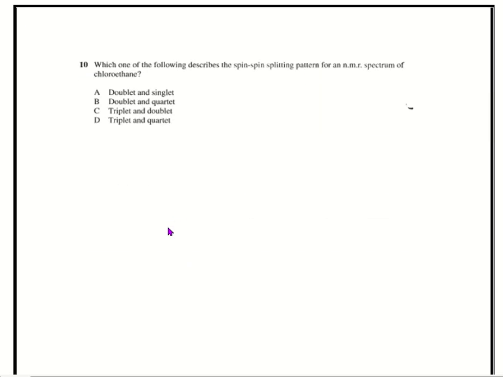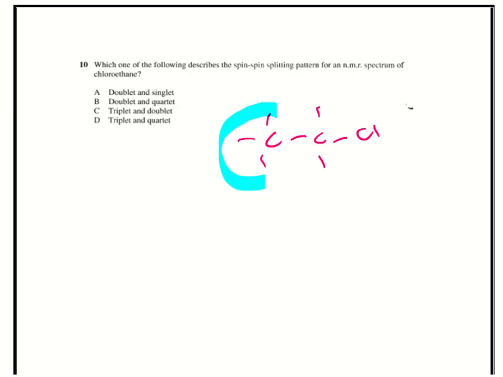Which one of the following is the spin-spin splitting pattern of chloroethane? Well, let's draw out chloroethane first of all, because that would be the sensible thing to do, I think. So we have this, which is adjacent to a CH2, so that's definitely going to split to a triplet.